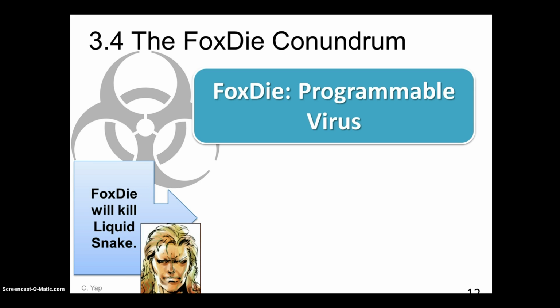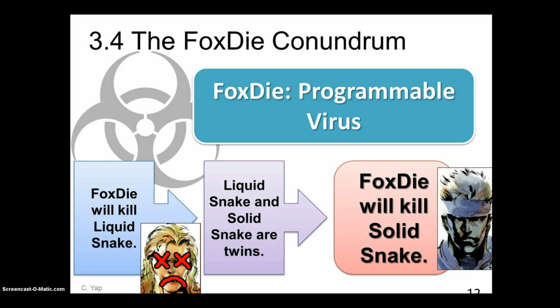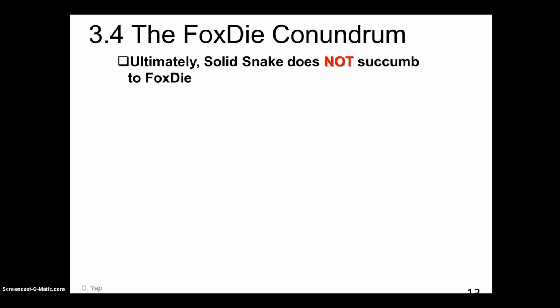At the end of the game, Fox Die eventually kills Liquid Snake. So the problem is that Liquid Snake and Solid Snake are genetic twins of each other. So it stands to logically reason that Fox Die will kill Solid Snake, which would be extremely unfortunate, but as most of you who've played the game know, ultimately Solid Snake does not succumb to Fox Die.